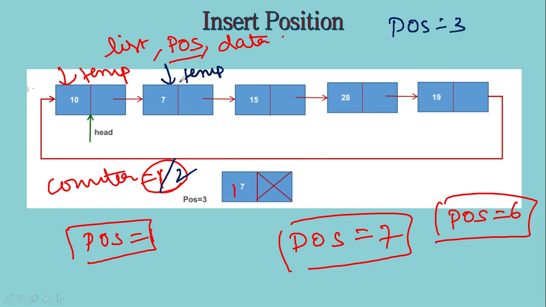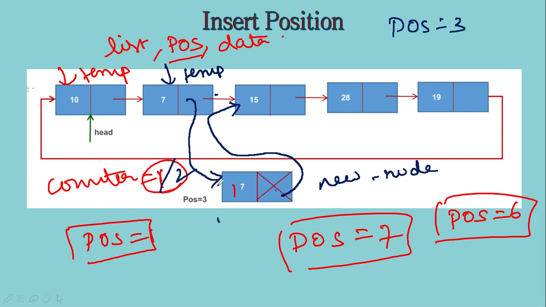So you will stop here, your temp will be here, and you have to make the changes, right? What changes you have to make is you have to make the next part of the new node. This is the new node, right? You have to make the next part of the new node contain the value which is in the next part of the temp, right? So what will happen here is this connection will be made, and then you have to make the next part of the temp equal to the new node. So when I tell it like that, this connection will be made.